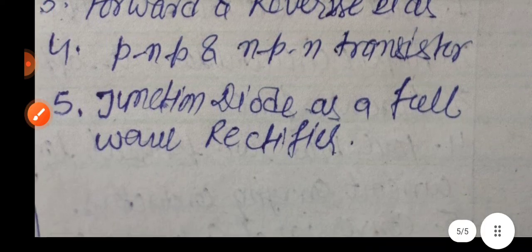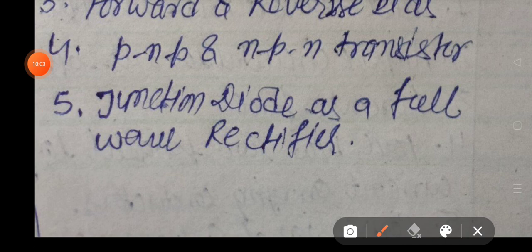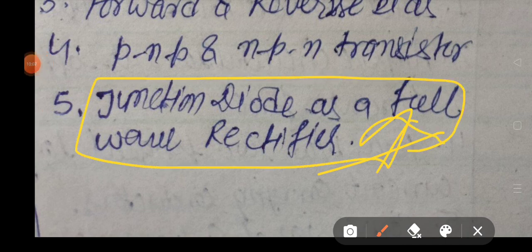Fifth point is junction diode as a full wave rectifier. If you have studied the full wave rectifier, then you can explain also the half wave rectifier.